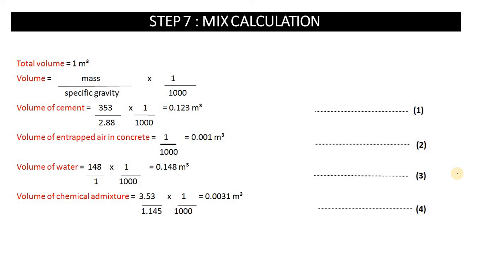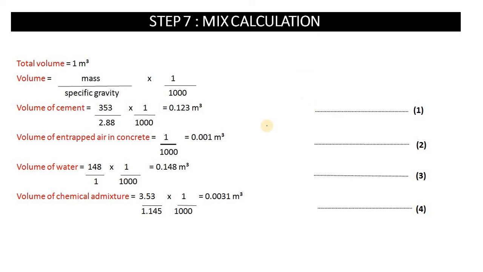Now coming on to the volume of entrapped air. The air content we have is 1%, so it will be 1 divided by 100, which is equal to 0.01 meter cube. Now the volume of water is equal to mass upon specific gravity into 1 upon 1000. The mass of water we have obtained from step number 4 is 148, divided by the specific gravity of water, which is 1, into 1 upon 1000, and we have obtained the volume as 0.148 meter cube.